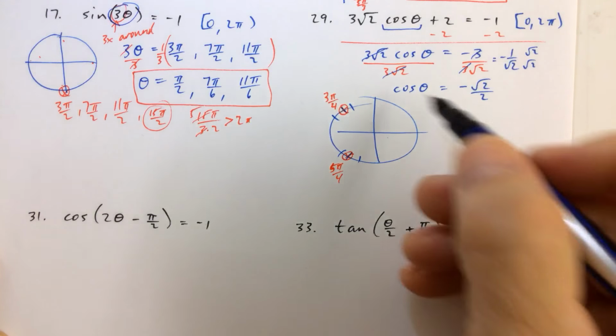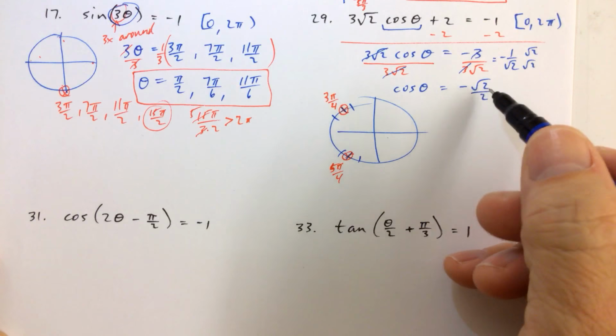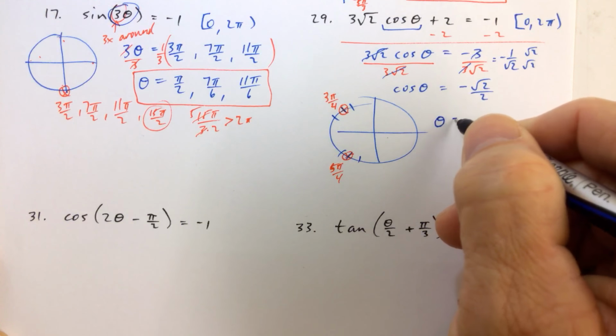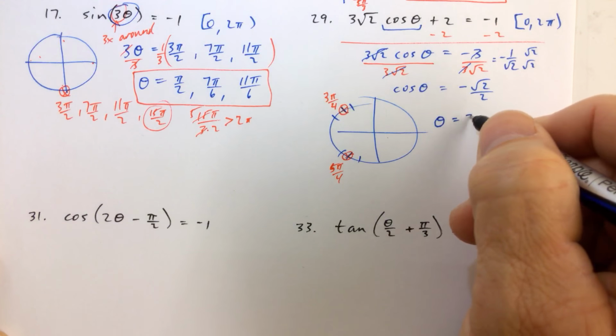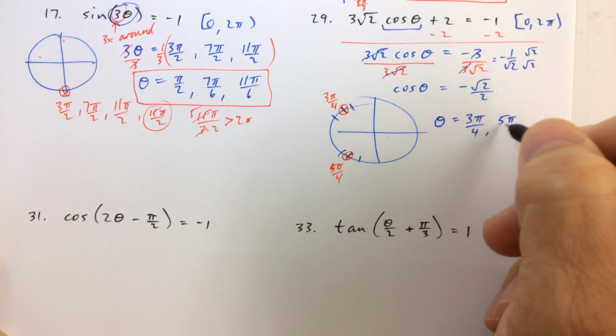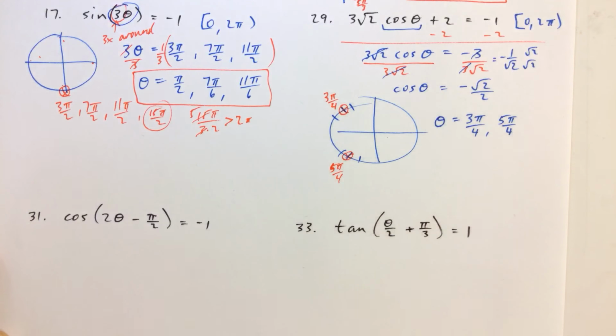Since the cosine of both of these angles is equal to negative radical 2 over 2, we can conclude that theta is equal to 3 pi over 4 as well as 5 pi over 4.